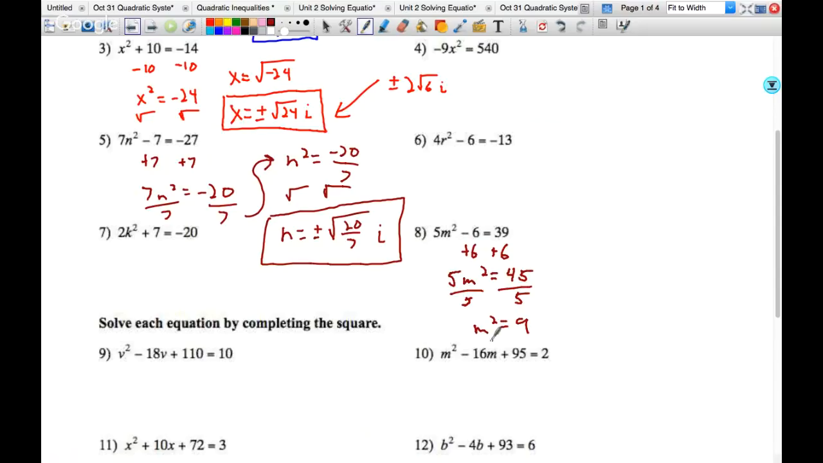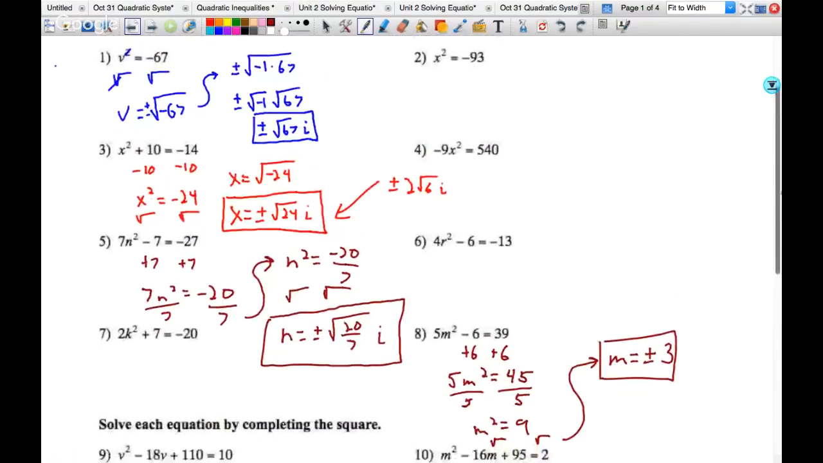Get that m squared is equal to 9. I'm going to take the square root of both sides. And I'll get that just m equals plus or minus 3. The square root of 9 is 3. No need for an i in this one. This is just a real number. No imaginary part necessary.